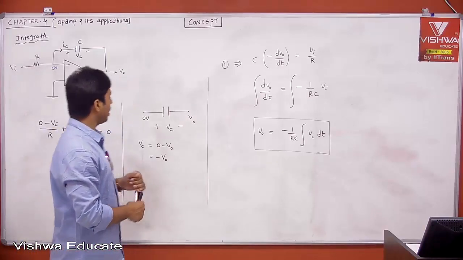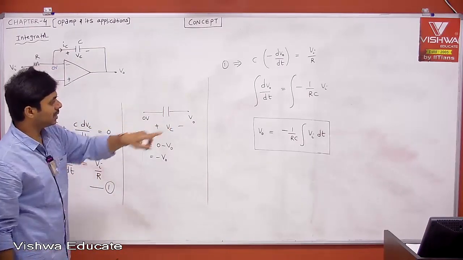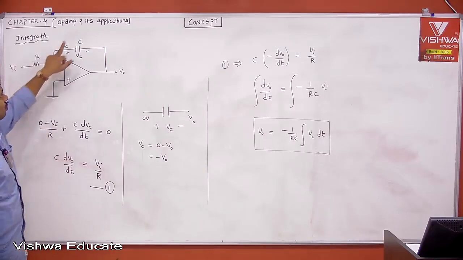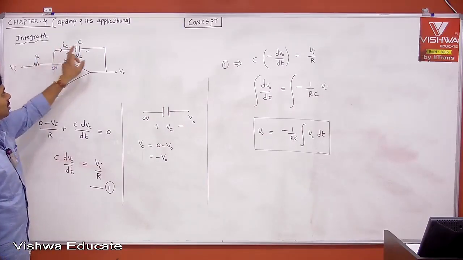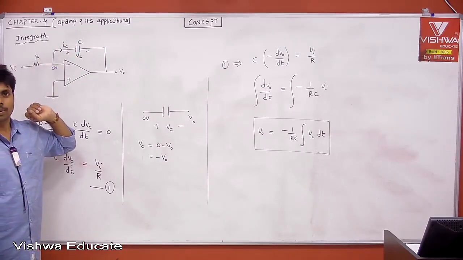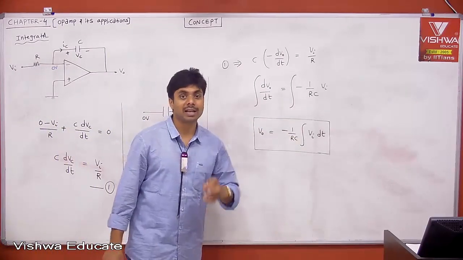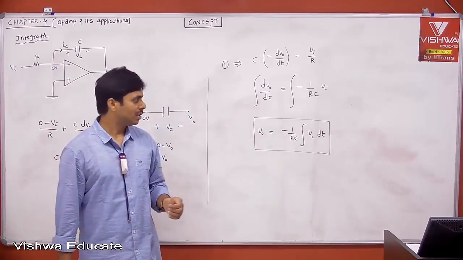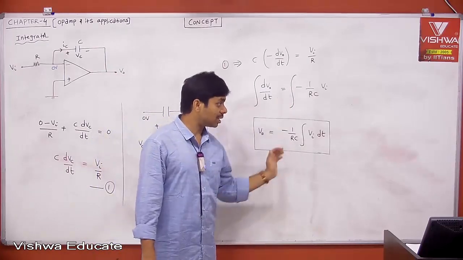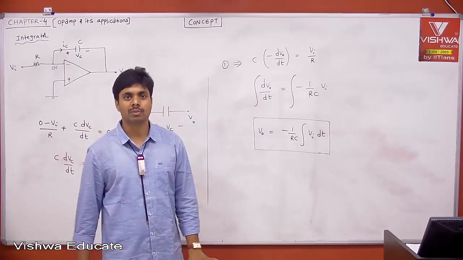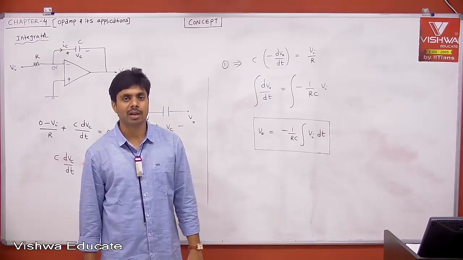Let us say R is equal to 1 kilo ohm and C is equal to 1 microfarad. What does it mean? 1 kilo into 1 micro is 1 milli, and 1 by 1 milli will be kilo. Therefore indirectly that is the gain term. So 1000 times the integration of your input signal is nothing but your output. I'm just taking one example, with R equal to 1k and C equal to 1 microfarad.